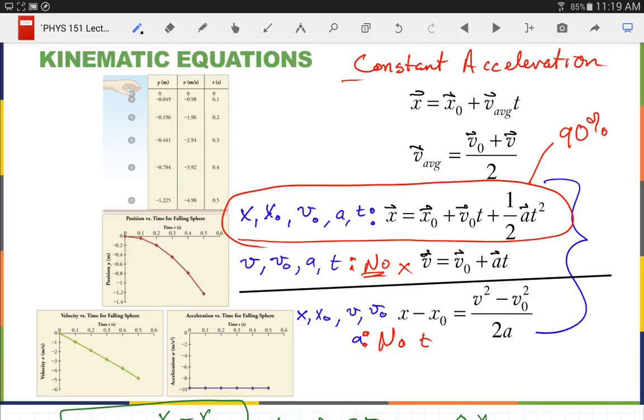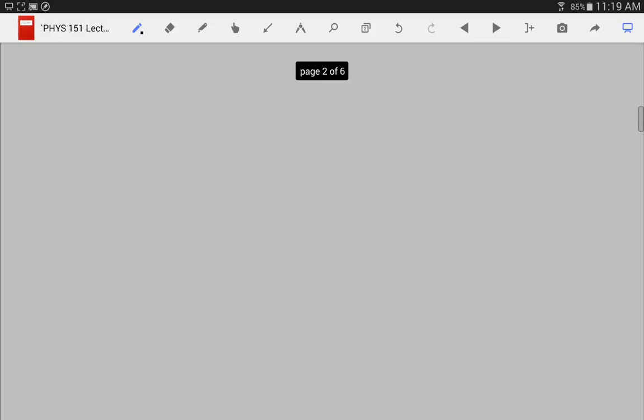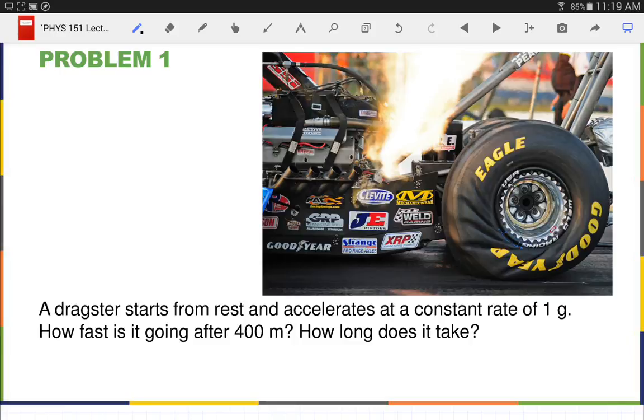Graphs. We are going to focus on graphs in lab tomorrow. So given that I only have 2 minutes left, I'm going to forego any discussion on graphs because I wouldn't get anywhere, and at least look at how I would set up the first of my two problems. A dragster starts from rest and accelerates at a constant rate of 1 g. What does that mean to have a constant rate of 1 g? Right, it's 9.80 meters per second squared. How fast is it going after 400 meters?